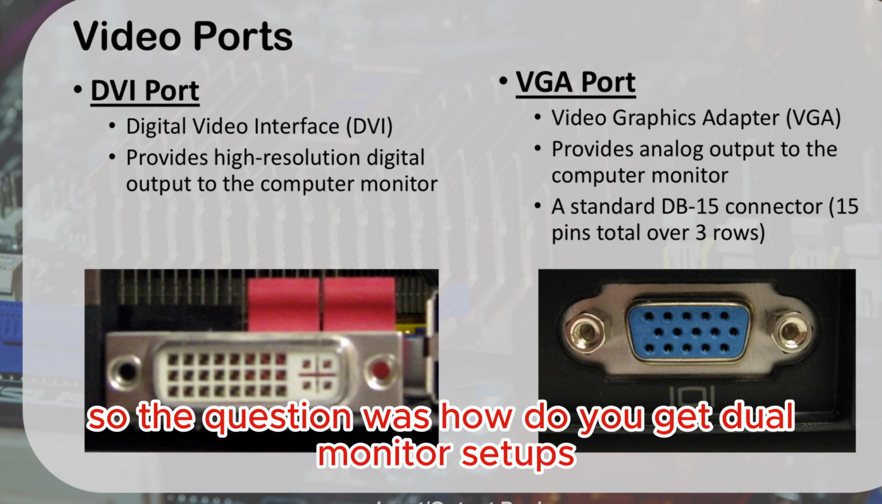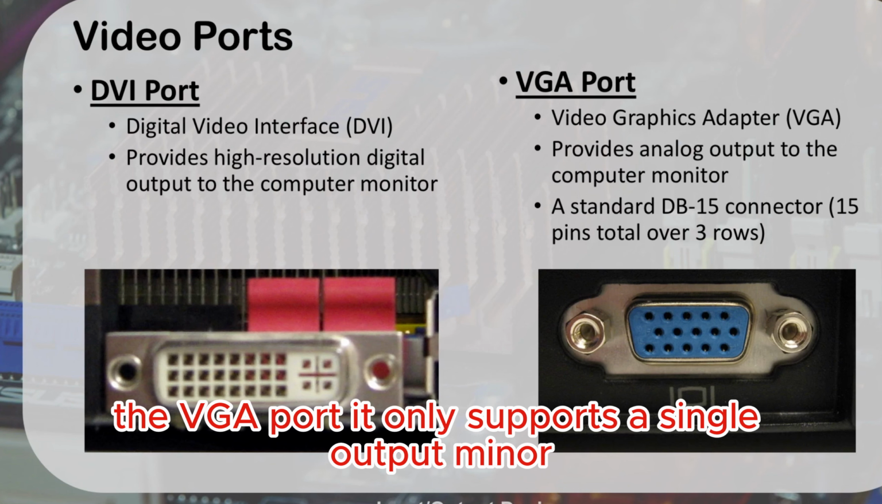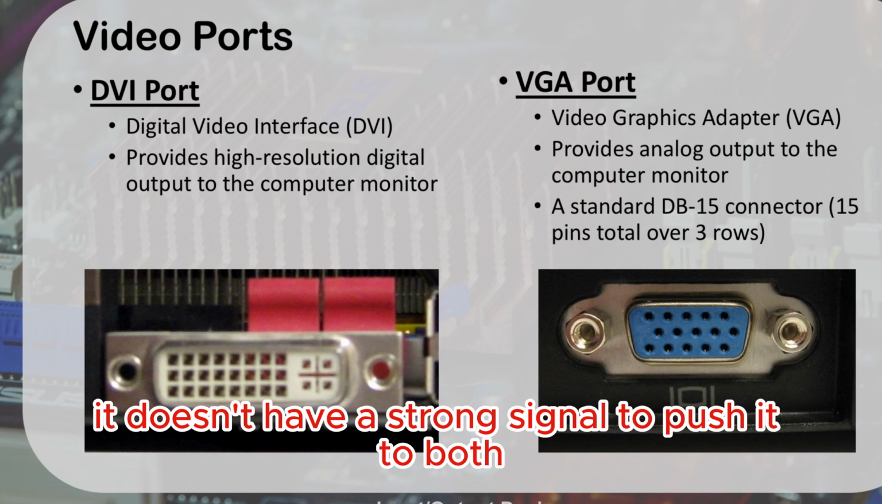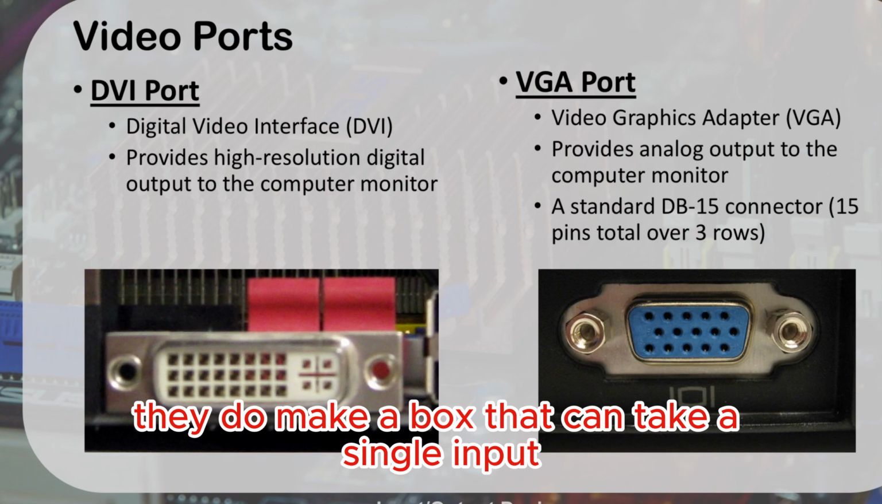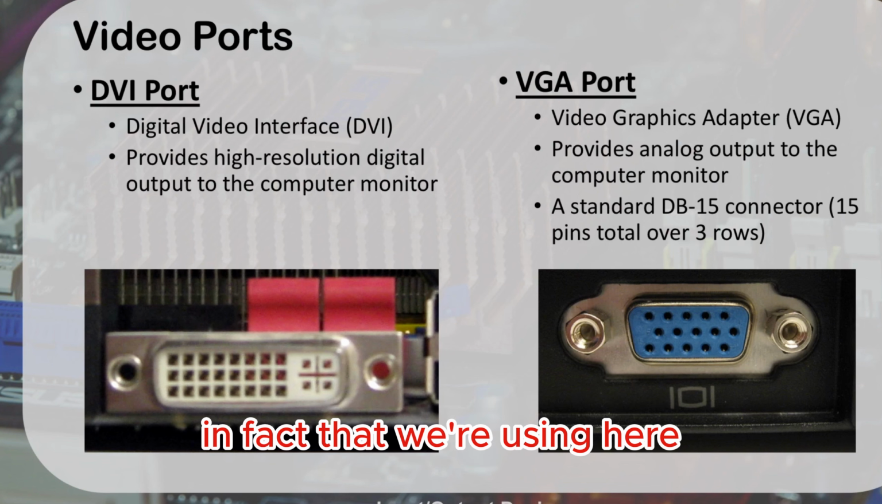Yeah, so the question was, how do you get dual monitor setups? If you only have one of these ports, why can't you put two monitors off of it? So with the one on the right, the VGA port, it only supports a single output monitor. So even if you had some kind of Y adapter, it doesn't have a strong enough signal to push it to both. They do make a box that can take a single input like that and then mirror it to two displays. In fact, that's what we're using here.